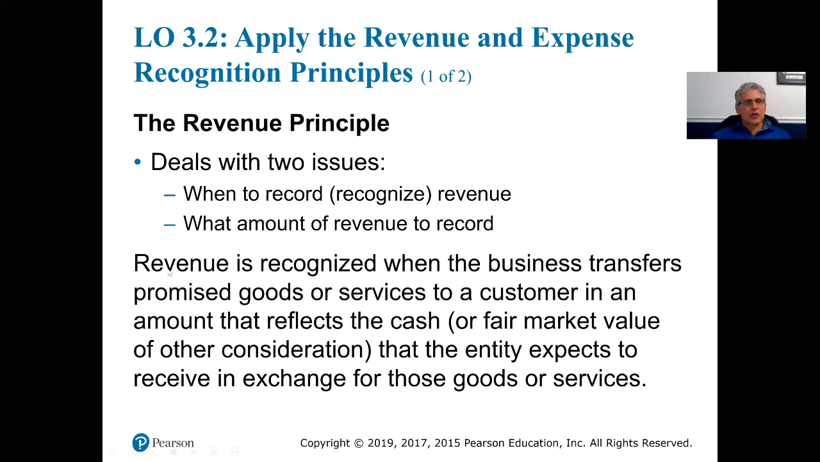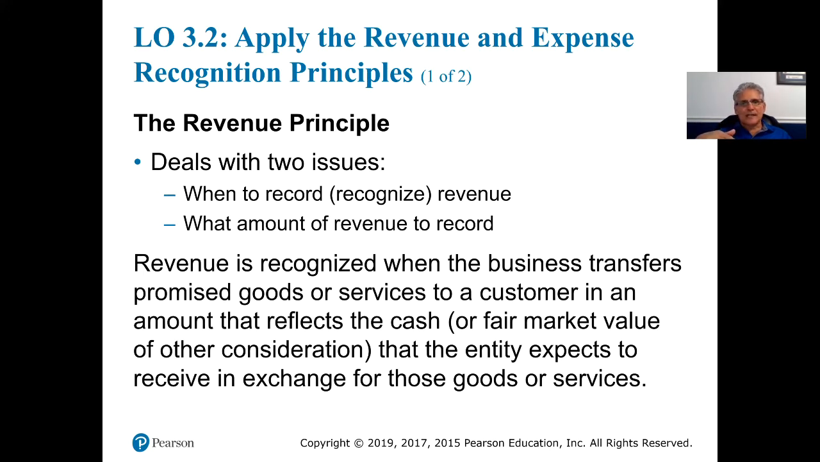The slide goes on to say revenue is recognized when the business transfers promised goods or services to a customer in an amount that reflects the cash or fair market value of the consideration that the entity expects to receive in exchange for those goods or services. Let's talk about it in simpler terms. Revenue is recognized when the business transfers promised goods and services. That means it is recognized when either you send the goods over to somebody, the goods you're selling, or you completed a service.